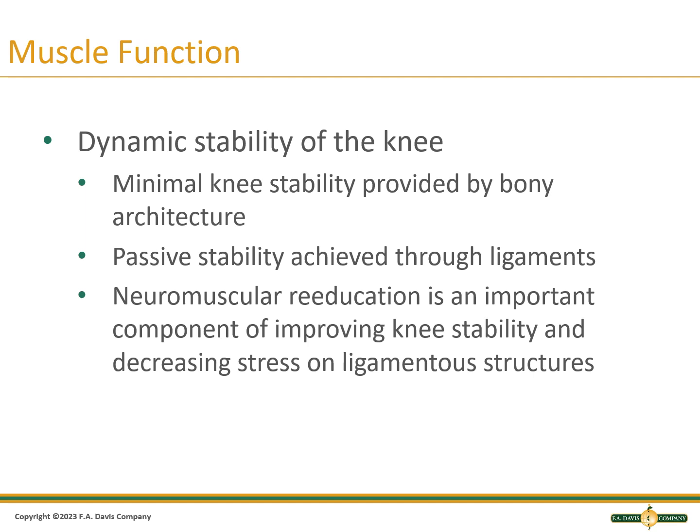And so neuromuscular reeducation is an important component of improving knee stability and decreasing stress on ligamentous structures. If we have an imbalance between the quadriceps and the hamstrings, we're going to see the knee being pulled in the direction of the imbalance, and that's going to cause an inappropriate stress on either the ACL or the PCL, depending on the direction of pull, and so that's going to leave the patient more susceptible to injury and then requiring surgery. And so looking at those muscle balances can be really important, not only after injury, but also in injury prevention.